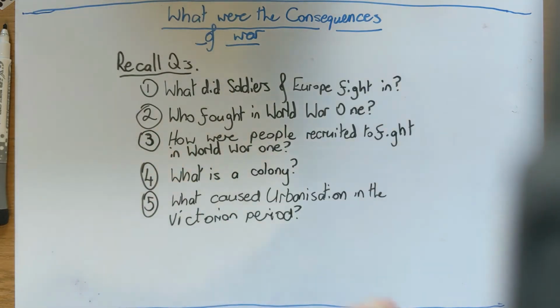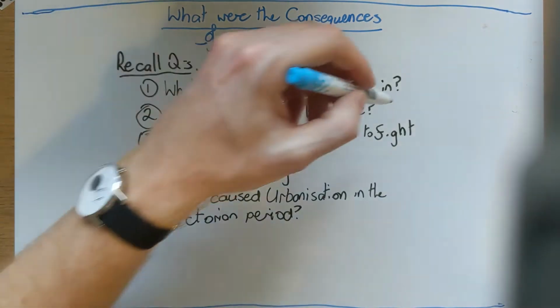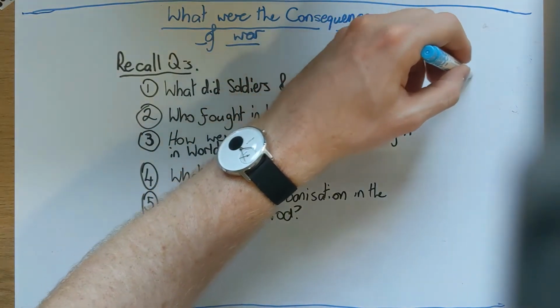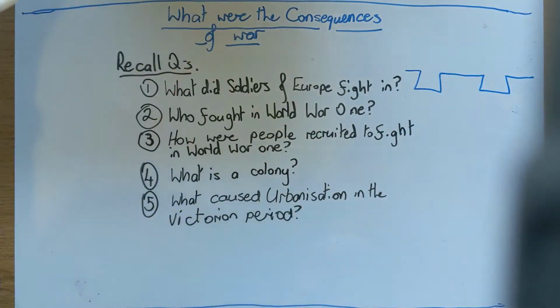So, questions: what did soldiers of Europe fight in? Who fought in World War One? How were people recruited to fight in World War One? What is a colony, and what caused urbanisation in the Victorian period? So pause it, give yourself 4.5 minutes, maybe 6, to answer these questions, and we'll go through the answers in a second. Okay, great. So here are the answers.